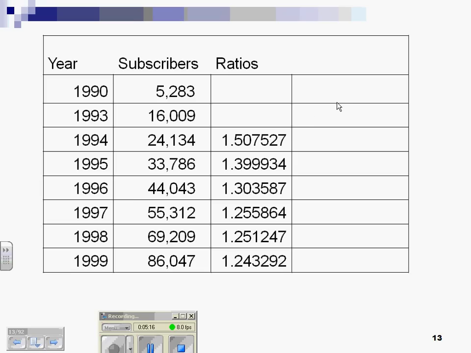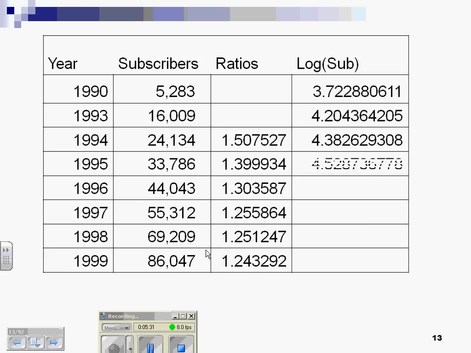If we take the logarithm, so I'm going to take the log of the subscribers, and you can take a log just using the button on your calculator, log 5,283. You get that. Log of 16,000, log of 24,000, log of 33,000, and so on and so on and so on.